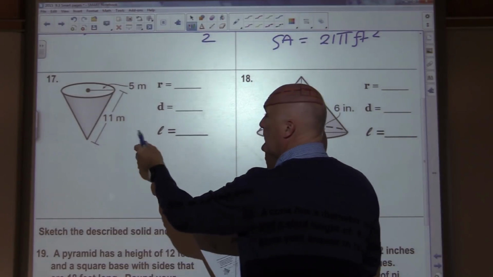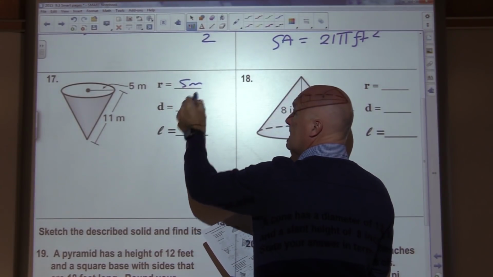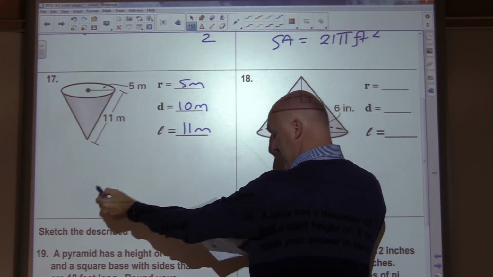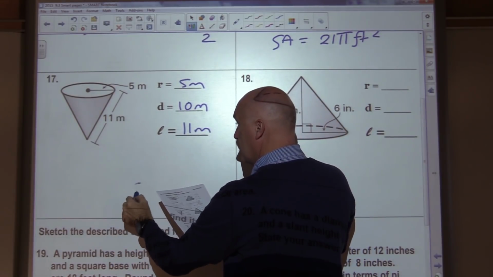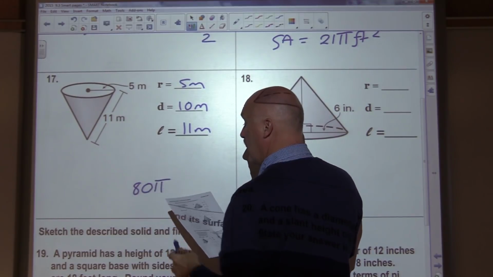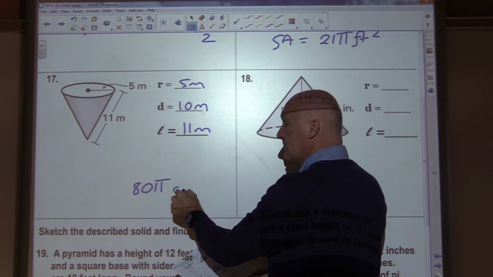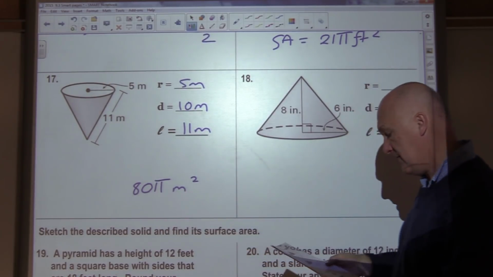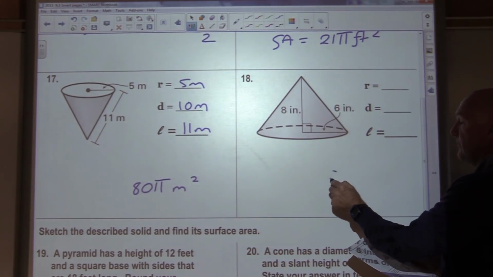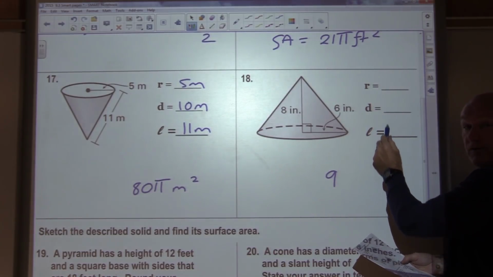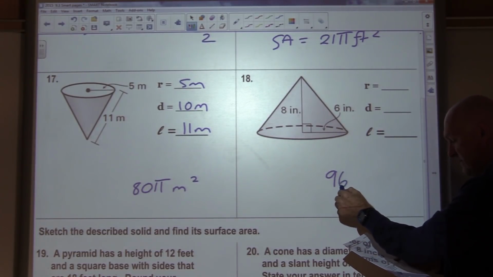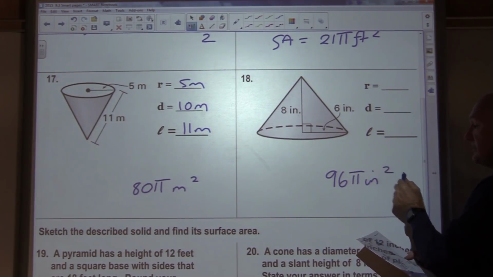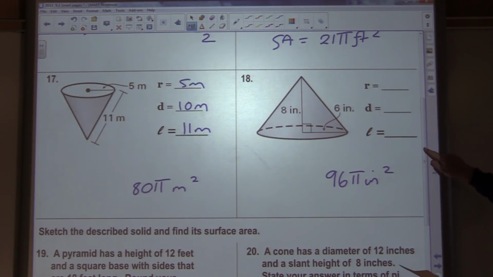I'm going to give you the answer to number 17. I'm just going to write in for you that the radius is 5 meters, so we've got 10 meters for the diameter and 11. And again, if you throw those into the formula, you should come out with 80 pi. That's leaving it in terms of pi. If you want to do it as a decimal, that's fine. Just do 80 times the pi button. And again, with this one over here, you must fill these in, please, before you attempt the homework. 96 pi inches squared.